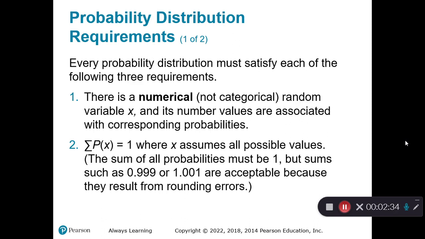There are 3 requirements for a probability distribution. The first is that our random variable must be numerical, and the values associated with the variable correspond to outcomes that occur by chance, and therefore they're associated with probabilities. The second requirement is that the sum of all the probabilities for the possible outcomes, or the possible values of x, must be 1, representing 100%. On occasion, we might fall a little bit short of 1 or go a little bit over 1 due to some rounding errors.